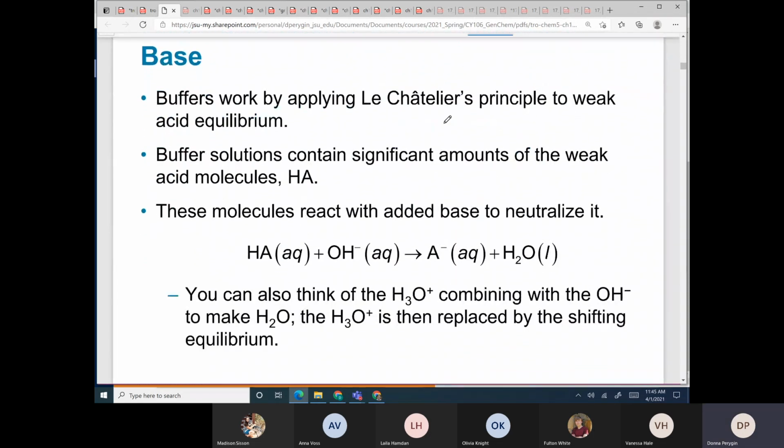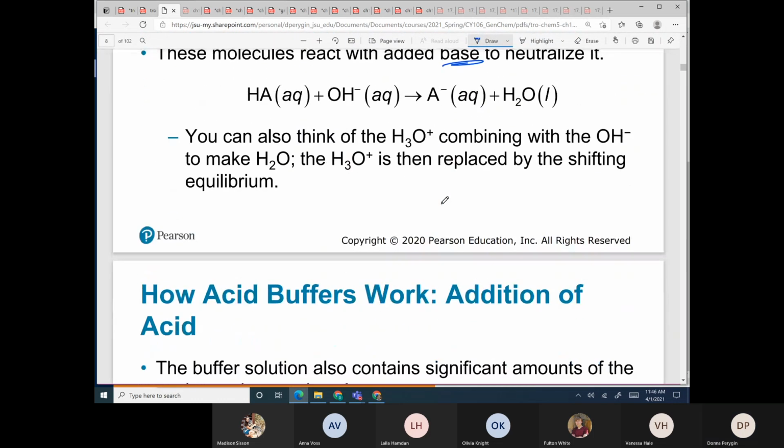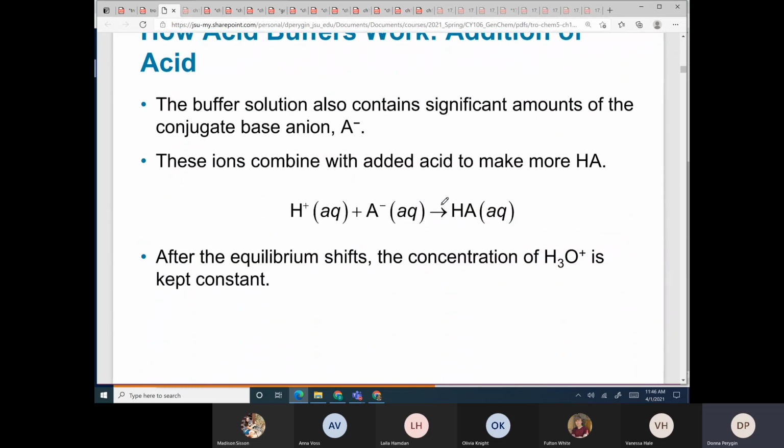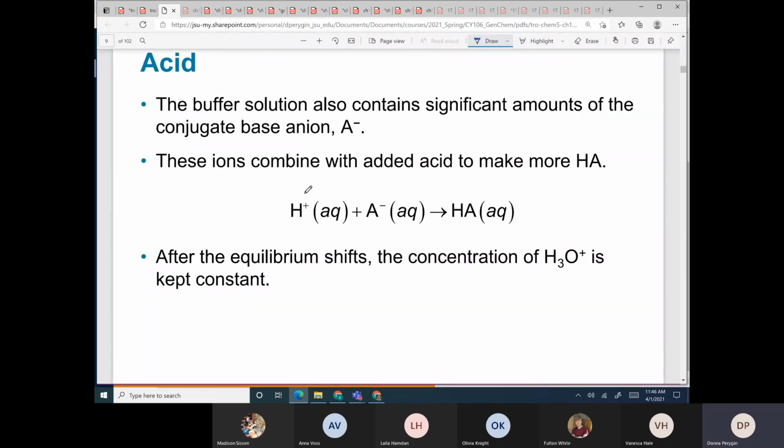So buffers work by applying Le Chatelier's principle to the weak acid equilibrium. So in other words, you're going to drive the solution back to starting materials, essentially driving your buffer back to starting materials. So buffer solutions contain significant amounts of the weak acid molecules, HA, and these are going to react with added base to neutralize it. All right, and so then if you add acid, then you're going to get the buffer reacting with the added acid to form the unionized acid.